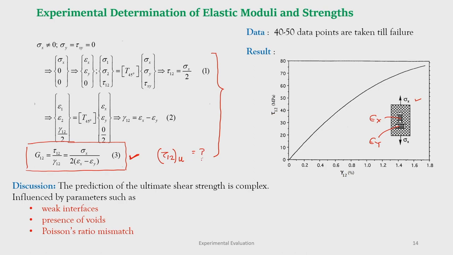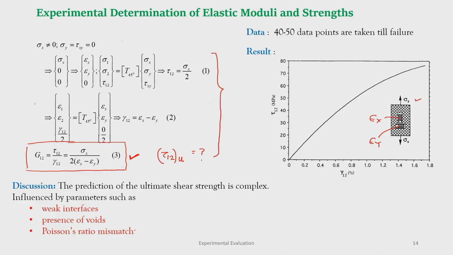Now what happens is, here also it is observed that the prediction of the ultimate shear strength is complex. Okay. Now in our last class also we have seen that to find out the transverse and shear properties, we could find them from the simple mechanics of material approach, but they actually do not agree with the experimental observations.